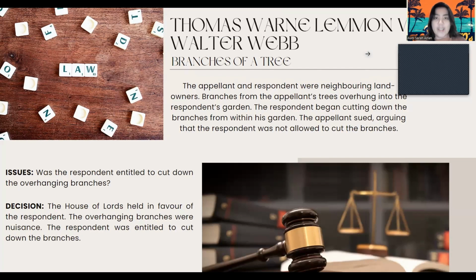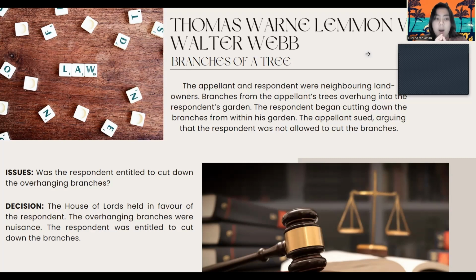So what I have here is the case of Thomas v Lemon against Walter Webb. This case is about the appellant and the respondent. They were neighboring landowners, and one day branches from the appellant's trees overhung into the respondent's garden. The respondent began cutting down the branches from within his garden, and the appellant sued, arguing that the respondent was not allowed to cut the branches. So in this situation, we can identify that the issue was whether the respondent was entitled to cut down the overhanging branches.